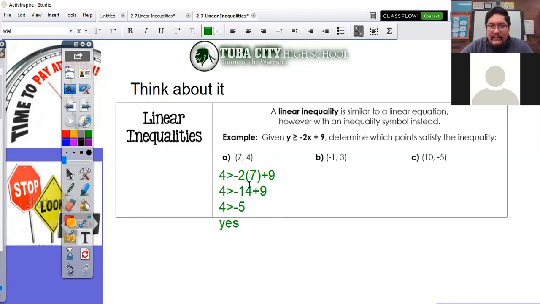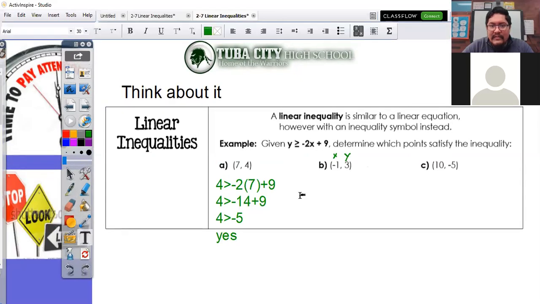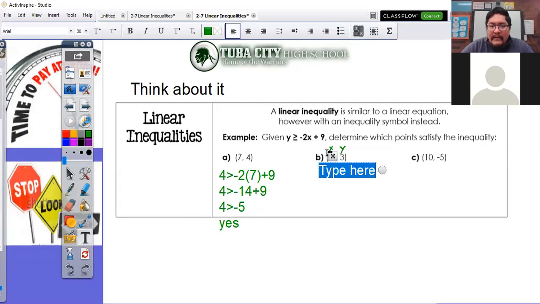So let's go ahead and move on to the next one. And again, there is an X value and a Y value in here. So I'm gonna have to substitute both of them in. And let's try that out. So y is now 3. So 3 is greater than negative 2 times, and our x value here in this case is negative 1.